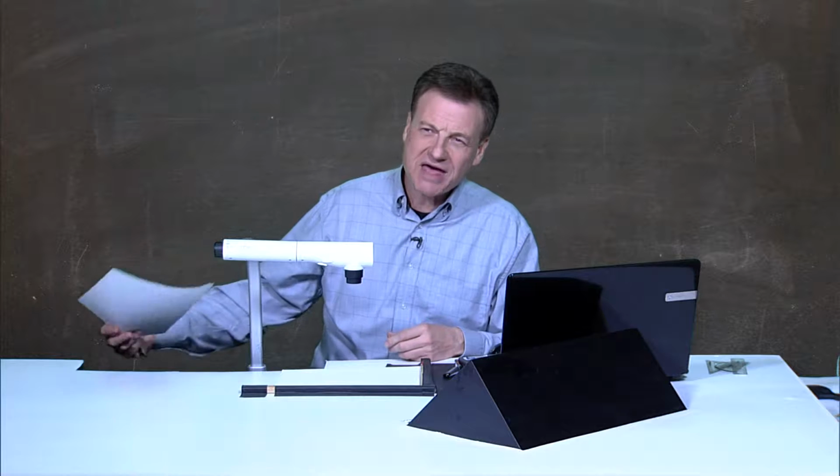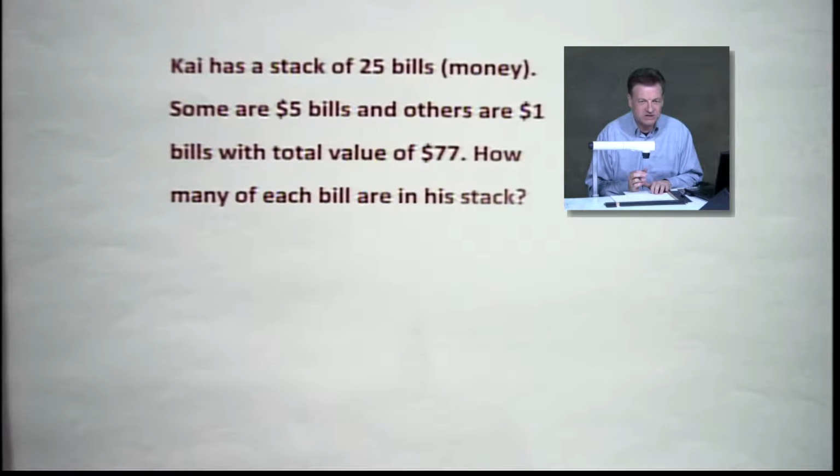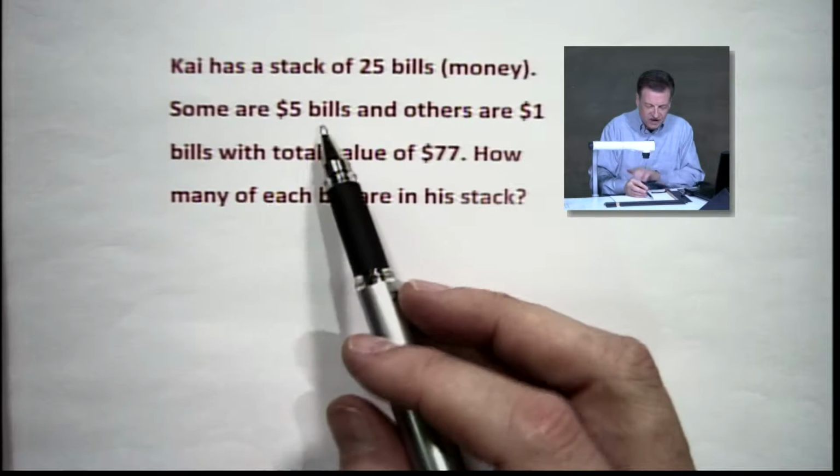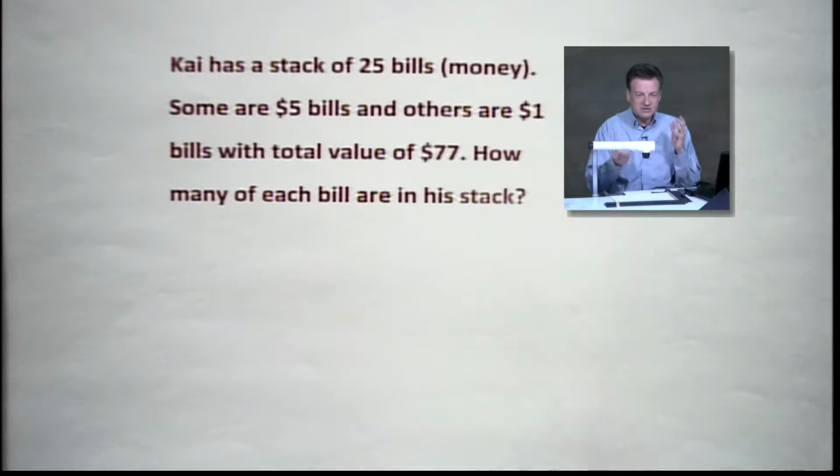Good job right off the bat there with a little bit of money. Let's go to another one here. Here's Kai with a stack of 25 bills, and that's money, all right? We're talking about dollar bills of some sort. Here we're going with some $5 bills and some $1 bills. And he has a total value of $77 when the smoke clears if he adds them all up.